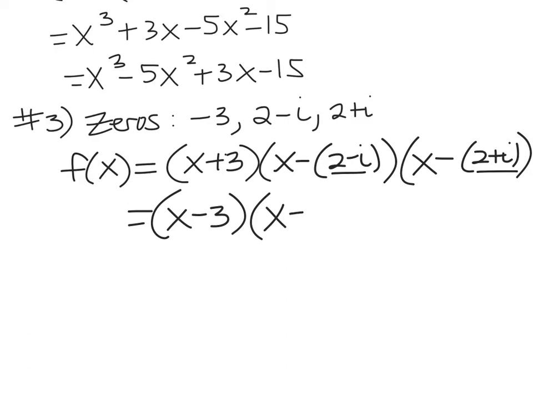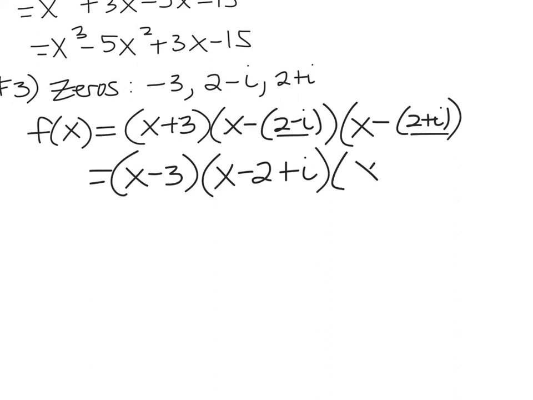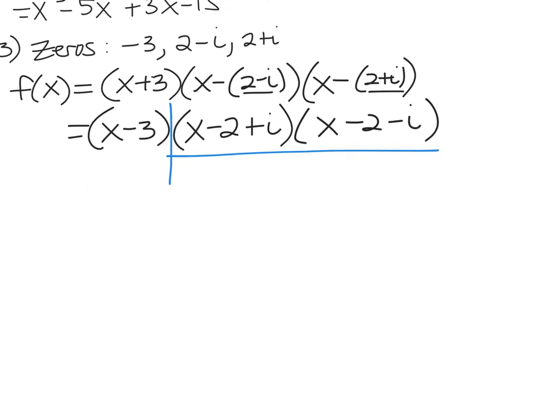And you get x minus 2 plus i. And then you get x minus 2 minus i. Okay. Now this is a pretty bad problem. So now what you're going to do is you're going to FOIL. And we're going to take these two first over here. And you're going to do super FOIL. Okay? And it's actually kind of fun, though, because a bunch of stuff's going to cancel out, which is really exciting. So here we go.